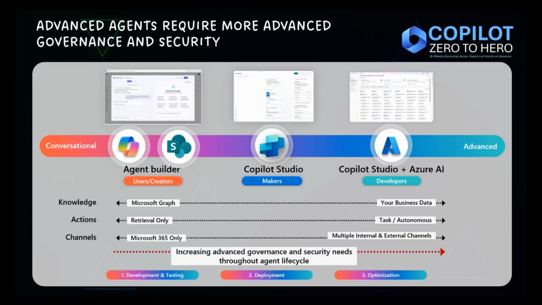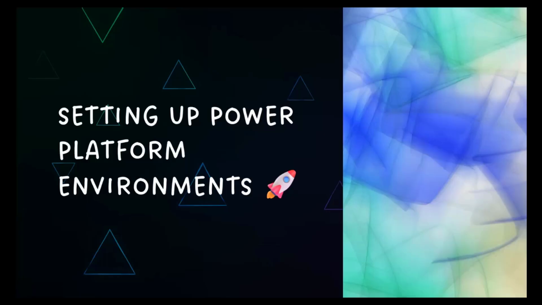However, with all of these, increasing your advanced governance and security needs really needs to improve. And that's kind of a little bit of what we'll cover this evening. And that's what we'll delve into: creating environments, setting up environments that allows for this governance and security setup. And the same with the Azure AI landing zones. So let's move to the next slide.